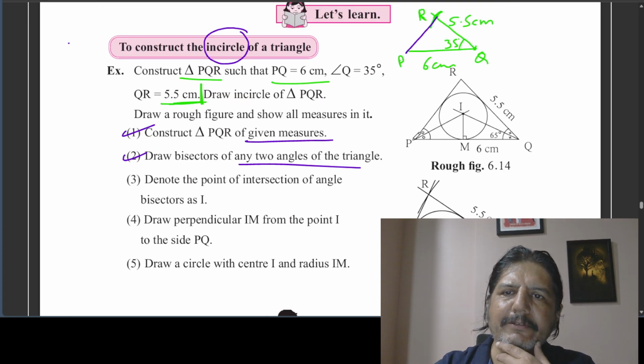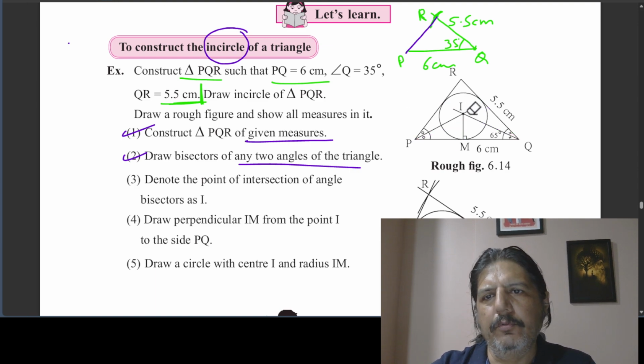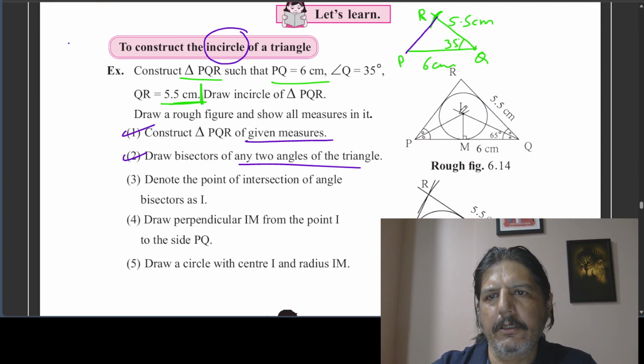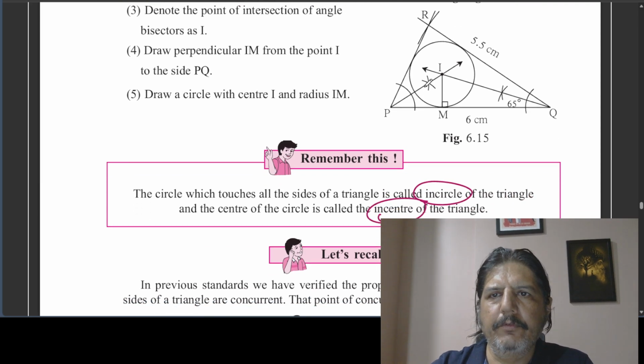So draw an angle bisector here, draw an angle bisector here. And once you have this point, they have called it I, draw a perpendicular. And then what you need to do is measure this IM. Using the IM, you will be making a circle. So if you see here, first they have made the angle bisectors. See, they have made the angle bisector here. They have made an angle bisector here. Then using this distance IM, they have drawn a circle.